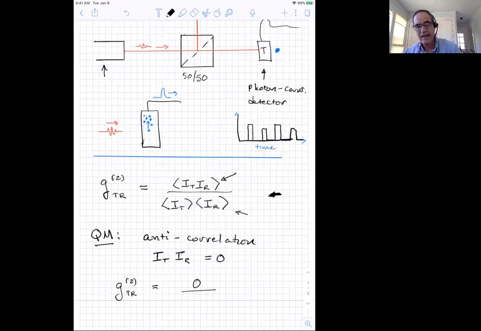On the other hand, the average of each detector signal is not zero. Perhaps under the conditions of our experiment, each of these produces a pulse 50% of the time. Then the average of each one of these would be 50%. And so the product of those would be 25%, not zero. And so the second order coherence would be zero, okay? That's the photon case.